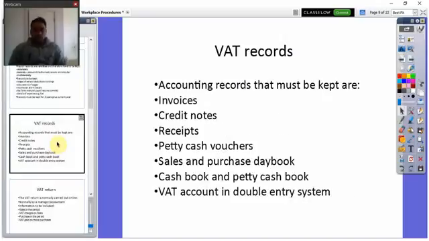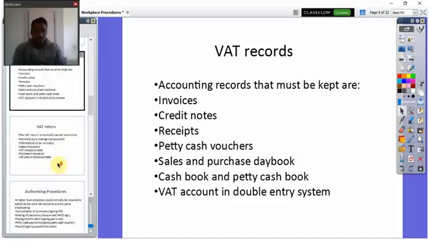VAT records. Accounting records that must be kept are invoices, credit notes, receipts, purchase and petty cash vouchers, sales and purchase day book, cash book and petty cash book, and the VAT account in the double entry system. These are all the accounting records that must be kept for tax purposes.